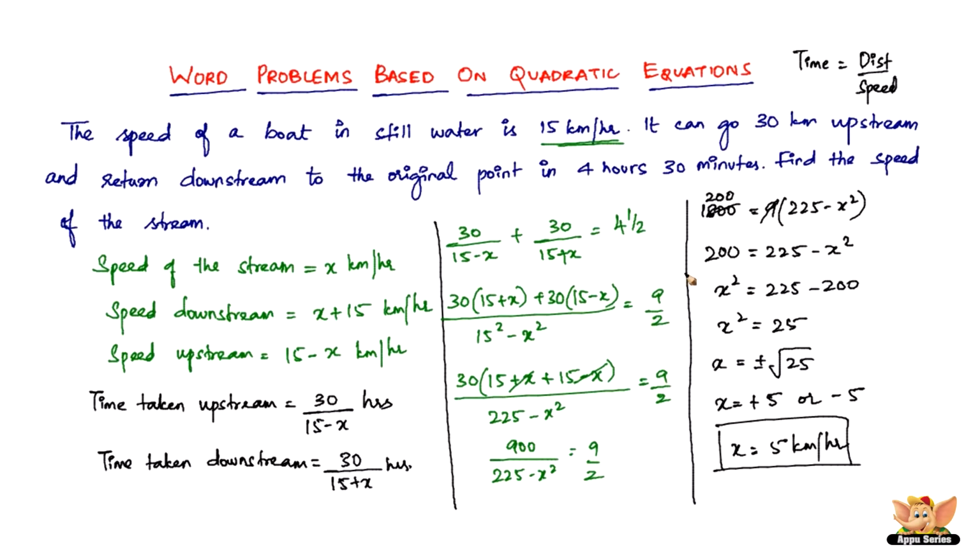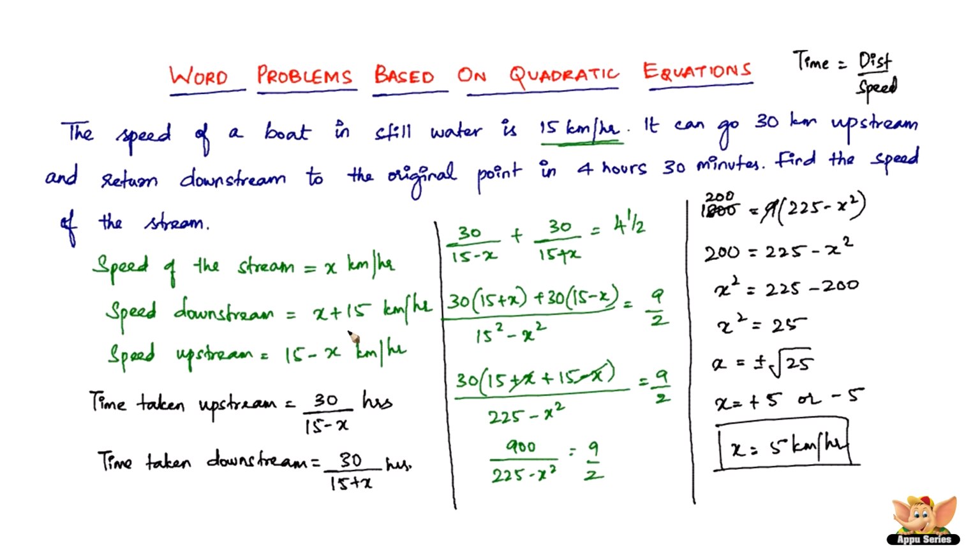So another straightforward simple problem. As long as you can form the equation, it's done. You just have to concentrate on getting there. Once you get there, it's all about simple operations. So assume what you have to find. The speed of the stream is x kilometers per hour. If the speed of the stream is x, then the downstream speed is going to be more than the speed of the boat, and upstream is going to be less than the speed of the boat.